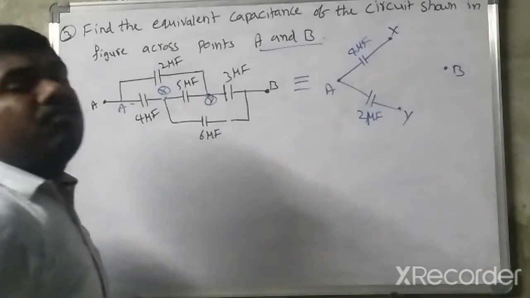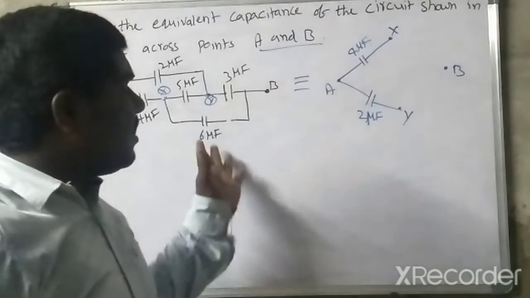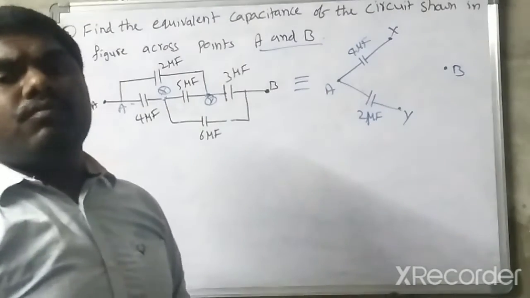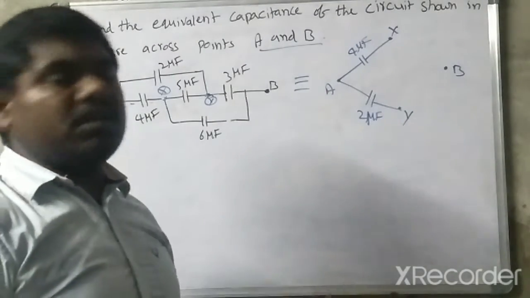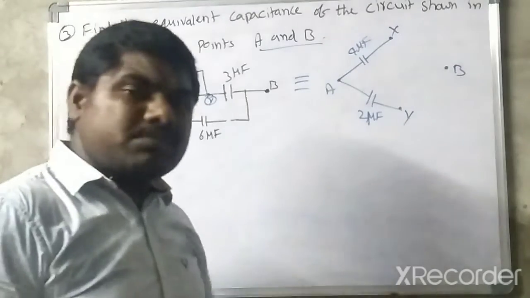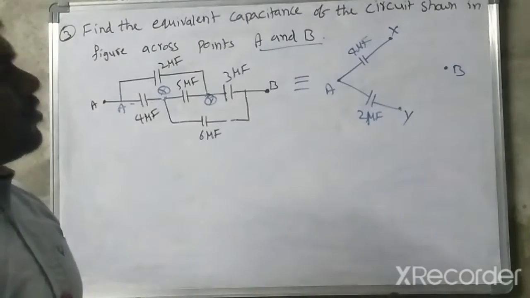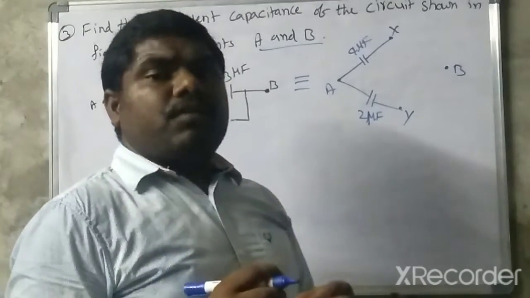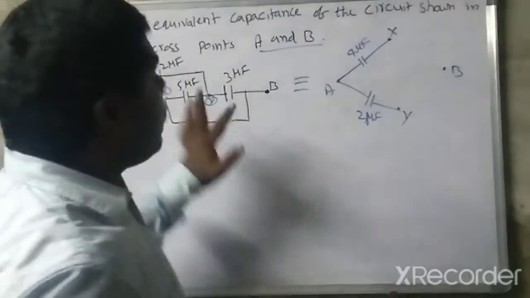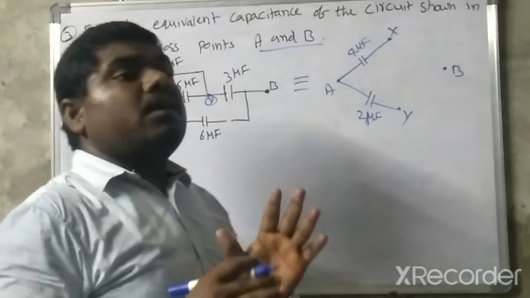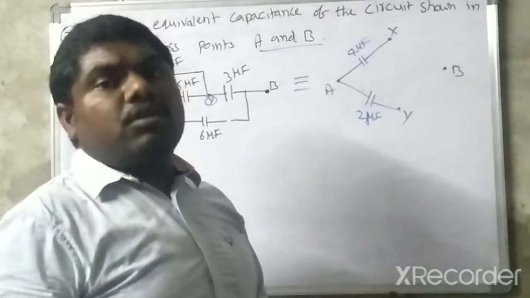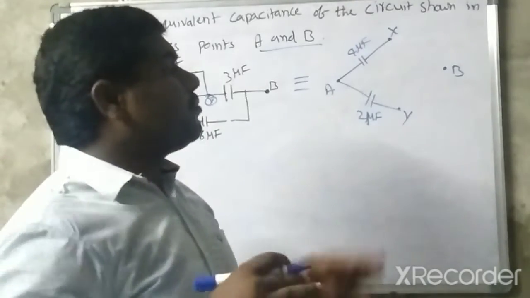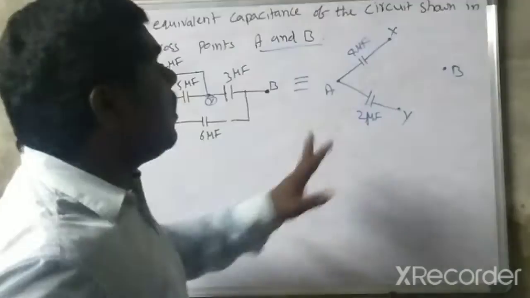So listen carefully. If you know the redrawn circuit diagram, then the remaining problem is very easy. The remaining method and steps are also very easy. So first of all, my dear students, you identify the two different potentials and try to draw the redrawn circuit. If you know how to draw it, these problems are very easy.